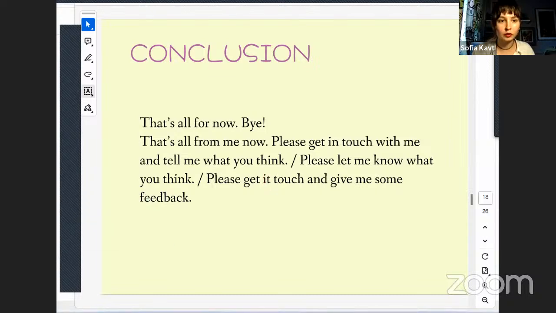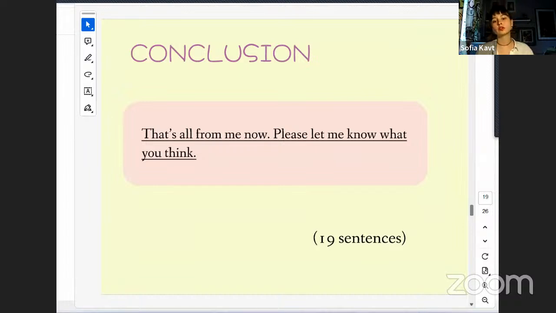Okay, so let's take a look at which of the phrases I have picked for this part. I've written, that's all from me now. Please let me know what you think. Well, as I've told you, my model answer is a bit longer than standard. It's a whole 19 sentences. Well, it's recommended to assess your pace of speech beforehand, to make sure you are able to cover all the bullet points from the list.